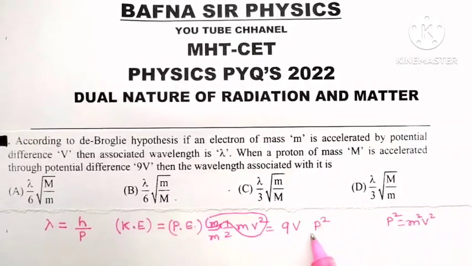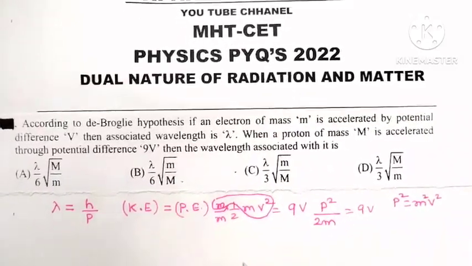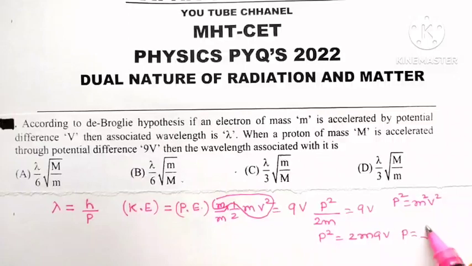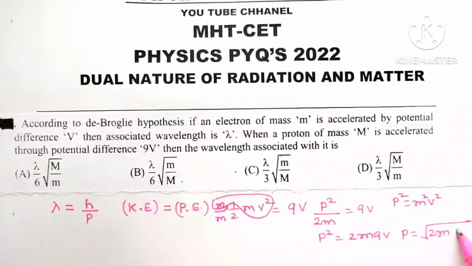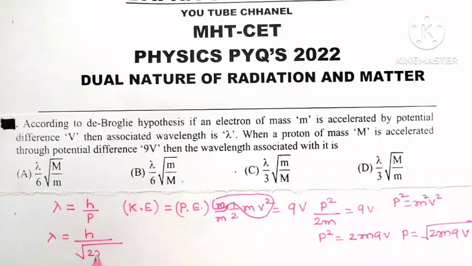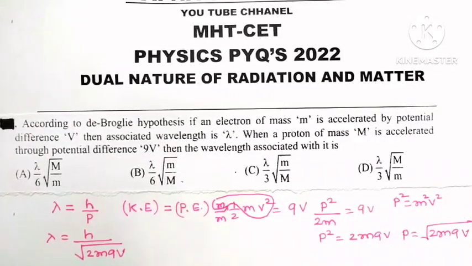So the LHS becomes p square upon 2m is equal to qV, or we can say p square is equal to twice mqV, or p is equal to the square root of twice mqV. Therefore de Broglie's wavelength lambda is equal to h divided by, instead of momentum p, we can write the square root of twice mqV, where q is the charge of the particle which is accelerated through a potential difference V.